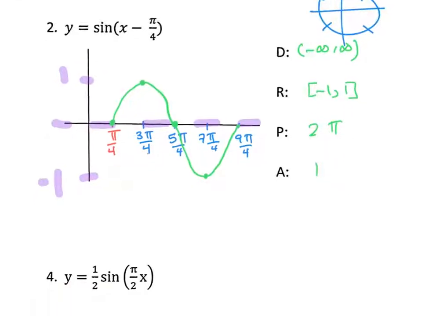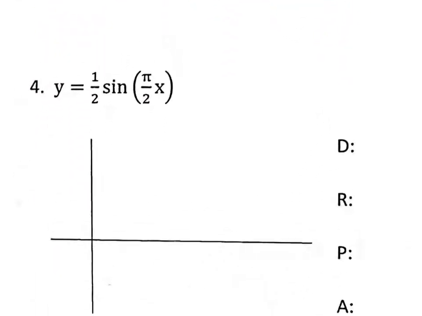Now let's move on to number 4. So the a value in this case is going to be 1/2, so that means that my graph is going to be vertically compressed by 1/2, and the b value is going to be 2 over pi. So remember, you have to do the reciprocal. Okay, so for something like this, definitely I want to start with the table. So go ahead, create the table.